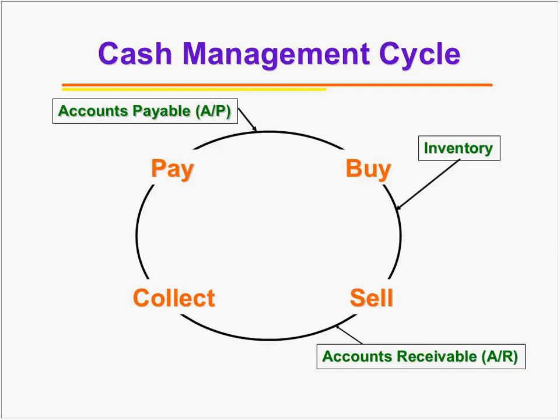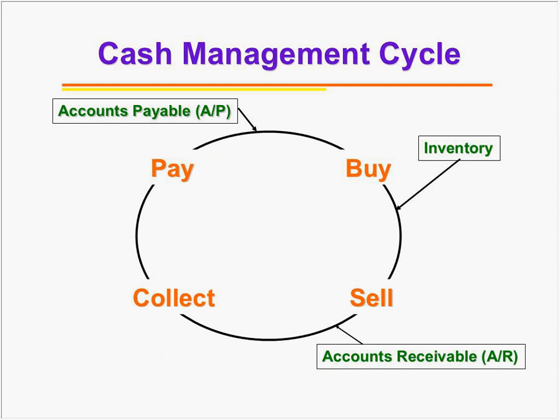Figure out everything that you have in sales, how much your gross profit margin is, and how much per year you're hoping to sell. You've got to make sure that your cash management cycle never has a break in it. And you can see here how you buy, sell, you collect the money, you pay your accounts payable to buy the supplies again.